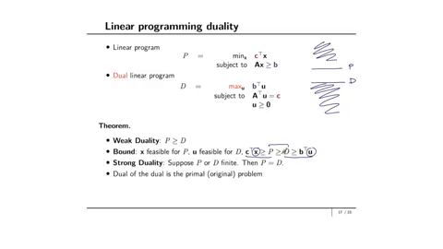You can go one step further and say that when either p or d is finite, either the primal value is finite or the dual value is finite, then in fact they must be equal. And finally, the reason why we call them duals is because if you go from the primal to the dual, and you take the dual of the dual, you get back the primal. And that's why they're called dual linear programs.